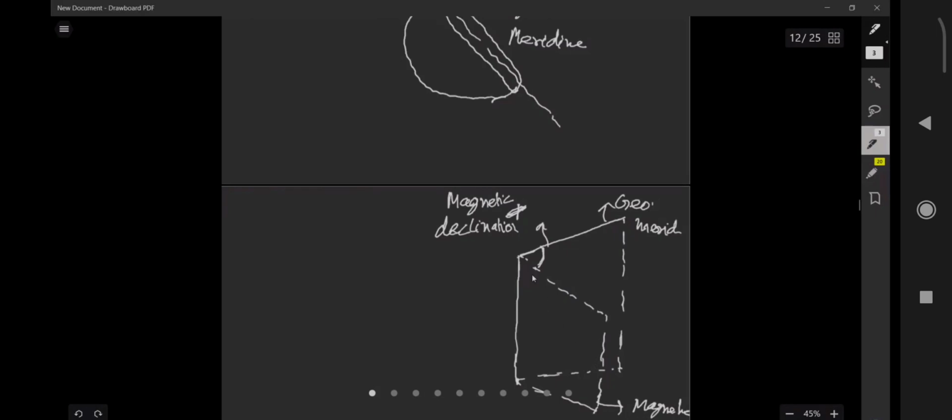And in this magnetic meridian we have the Earth's magnetic field. Let this be the Earth magnetic field. So this Earth magnetic field is making a certain angle with the horizontal. This is horizontal and this is vertical. This is del, and this is known as magnetic inclination or dip angle. Dip angle or angle of dip is this.